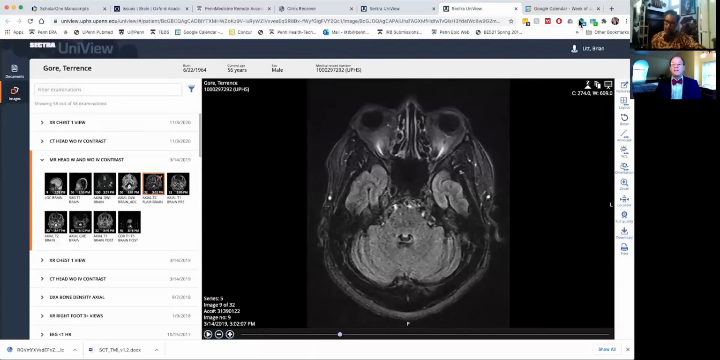And tell me, can you see this MRI scan? I can. Great. So this is an MRI of the brain. It's something called a FLAIR signal that shows inflammation. And let me just orient you a little bit.